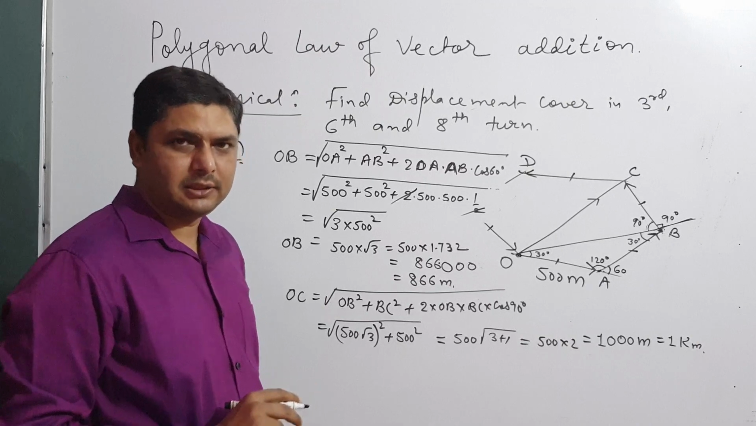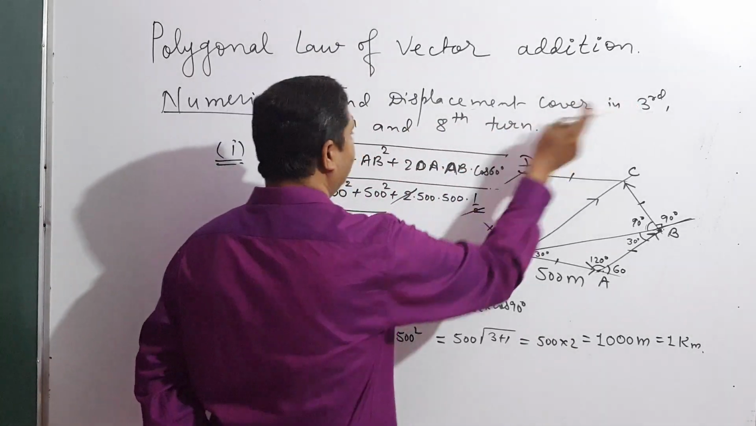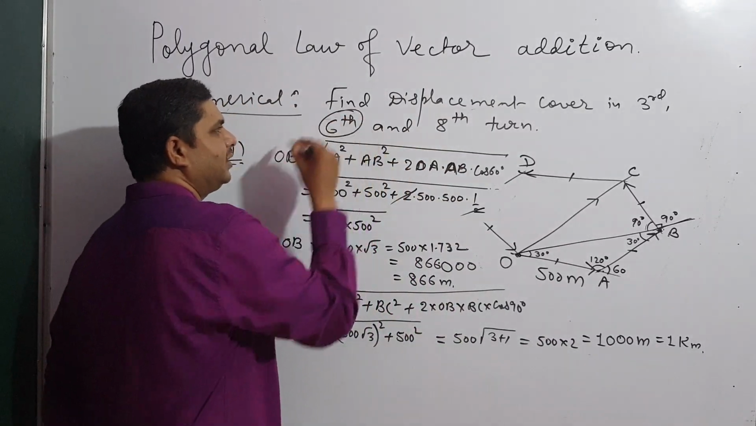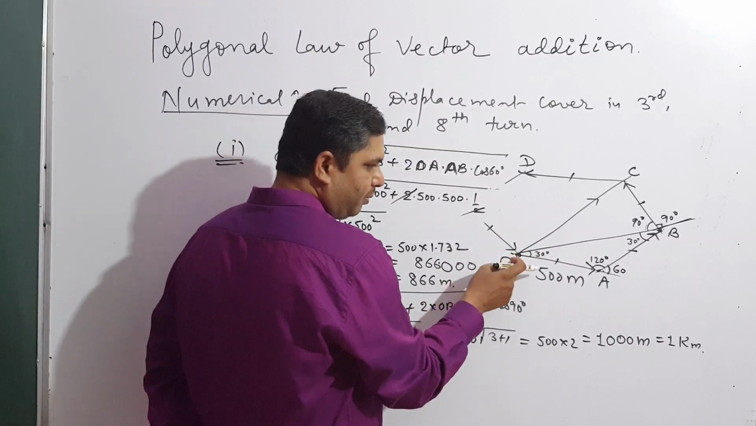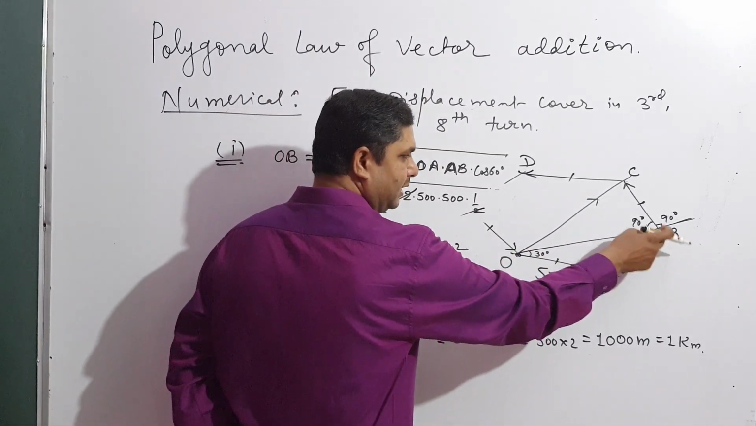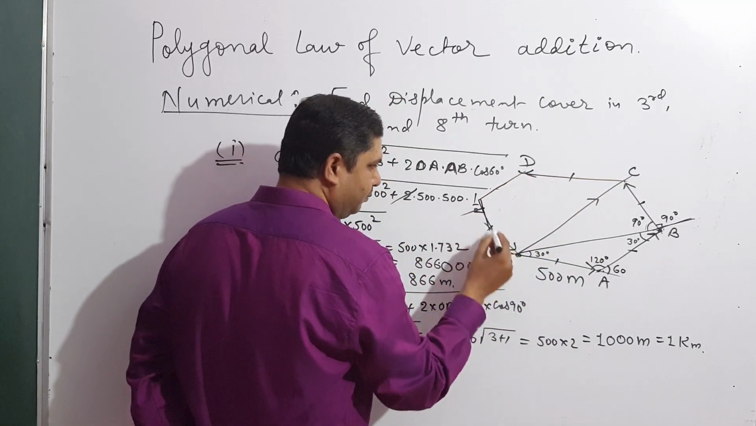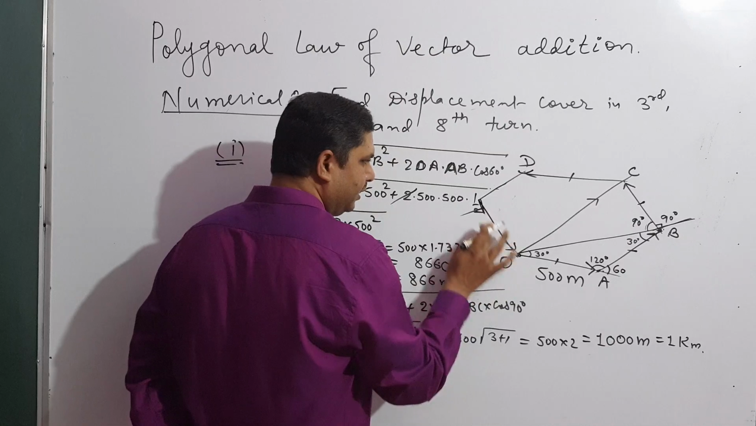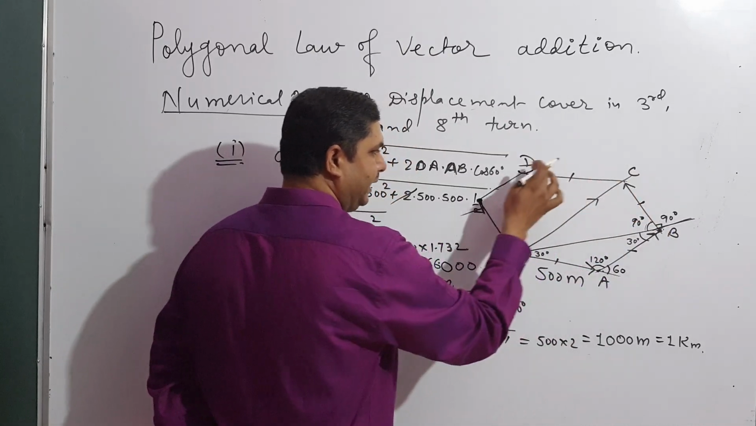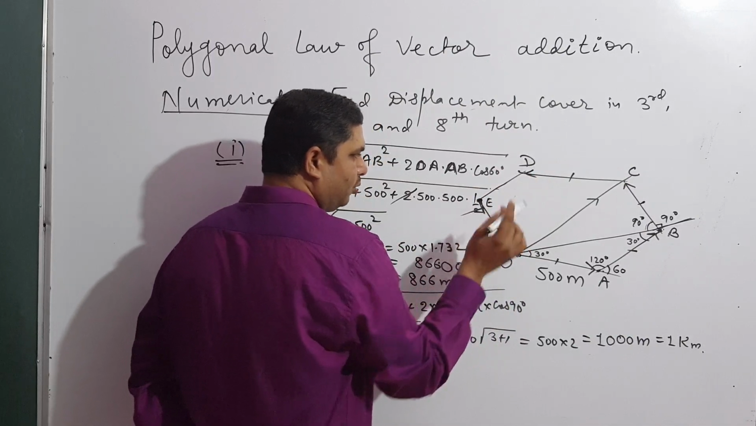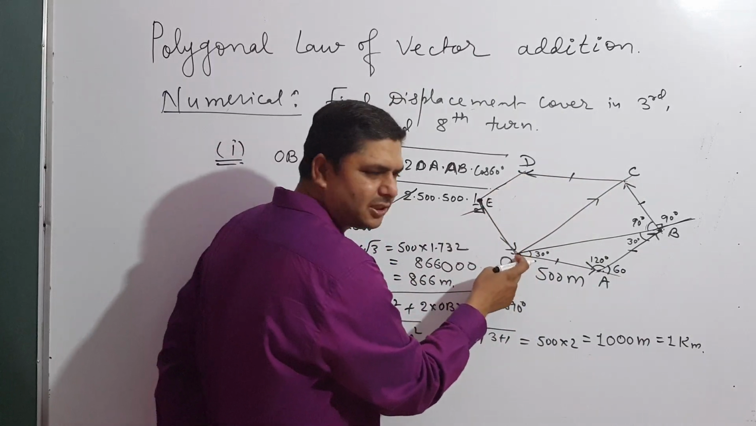What does the second question say? The second question says to find the displacement covered in the sixth turn. You have to find the sixth turn. So where is the sixth turn? Let us count the sixth turn first. Starting from here, this is the first turn, second turn, third turn, fourth turn, and here this is the line. This is O, A, B, C, D, and this is E. Now this is again first, second, third, fourth, fifth, and sixth.